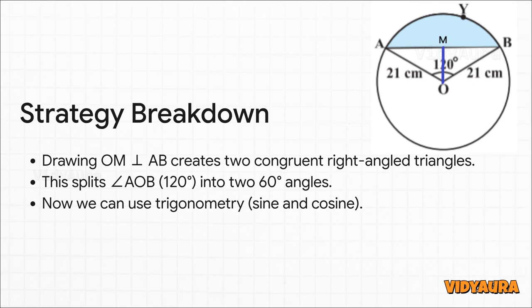What it does is it splits our weird, tricky triangle into two perfectly identical, or congruent, right-angled triangles. And because they're identical, it also slices our 120-degree angle right in half, which gives us two nice, neat 60-degree angles. And just like that, we've got simple right-angled triangles to play with. And you know what that means? We can bring in our old friends from trigonometry, sine and cosine.